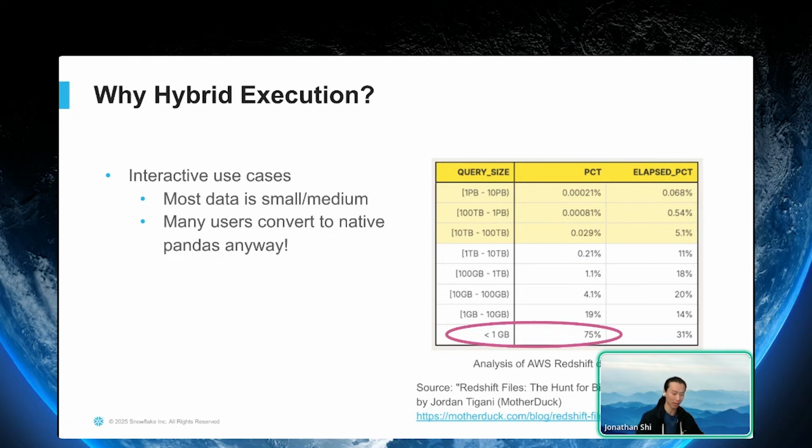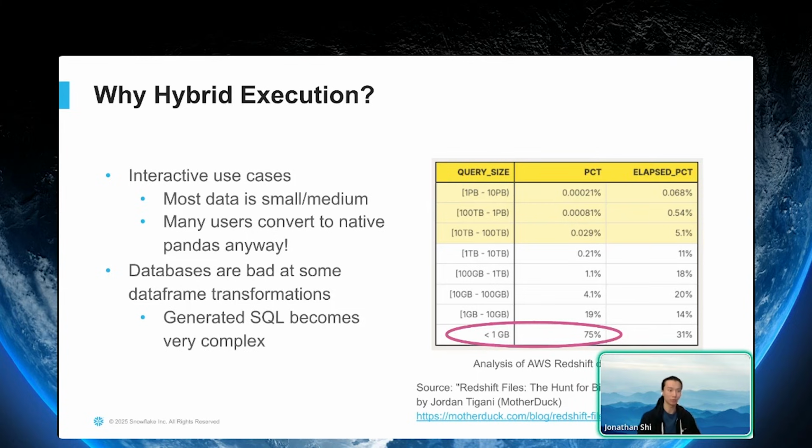So the key insight with hybrid execution is because databases are bad at certain data frame transformations, which I'll elaborate a bit more on later, and since a lot of users use small or medium data and frequently convert to native pandas anyway, we figured that it would be better to offer them the option of having their data frame operations automatically switch between Snowflake SQL or native pandas execution as is necessary, based on the APIs and based on the data they're calling.